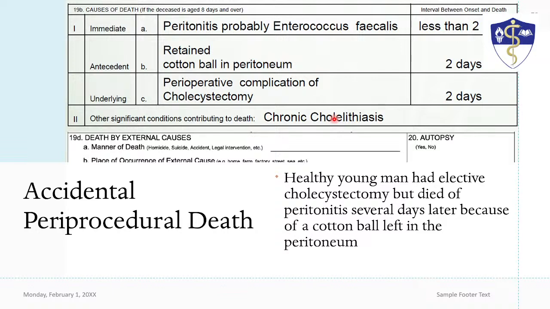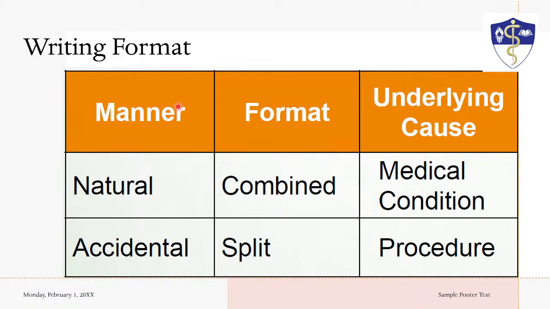because this is mostly due to cholesterolemia. Okay. So this is something that is important for interventions when they see that deaths from chronic cholelithiasis are now statistically significant. So the death only happened due to the complication of the cholecystectomy. Next. Writing format. So natural, combine. Okay. Accidental, you split.